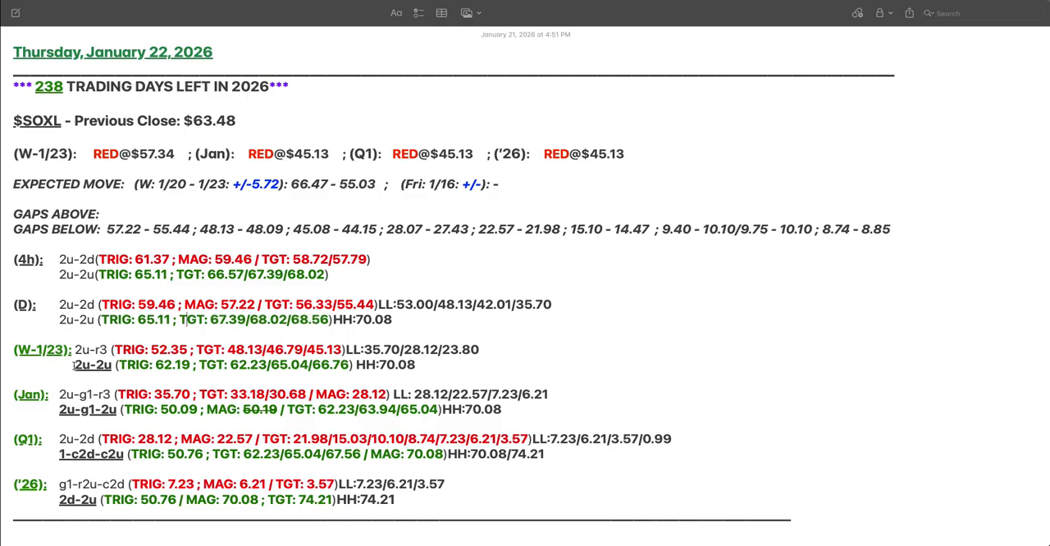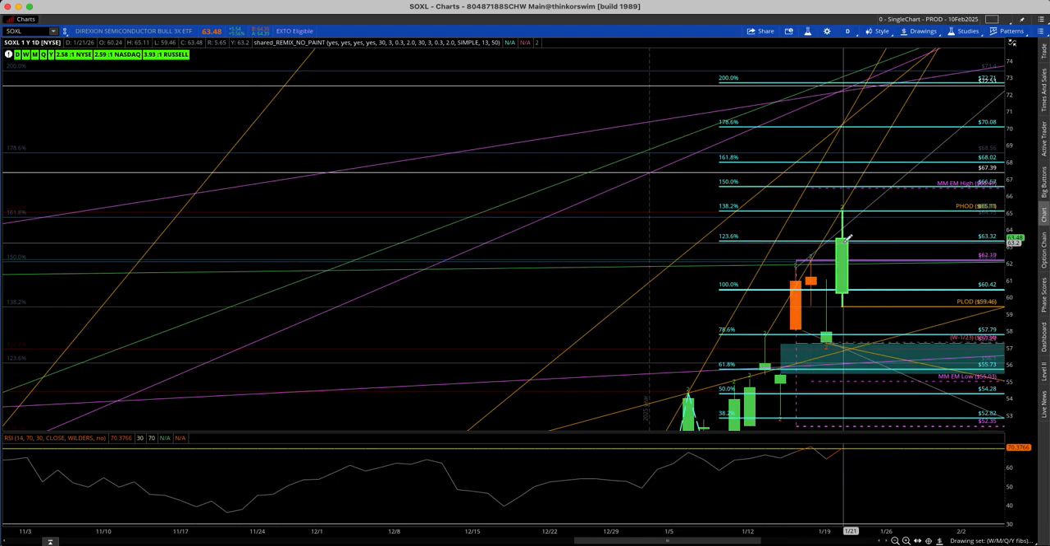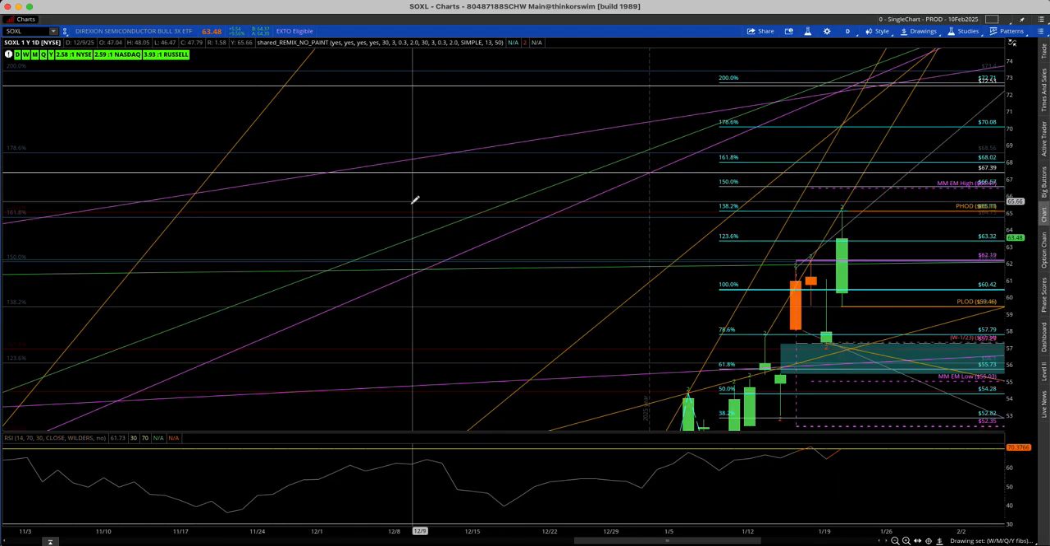Moving along to the week, today we did trigger a 2 up on the week once we went above 62.19. Obviously, we filled that gap, and we did actually go above this 65.04 as well. So extended target of 66.76. I believe we didn't quite make it today.